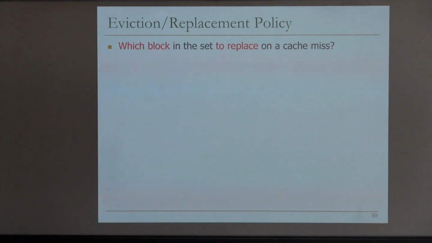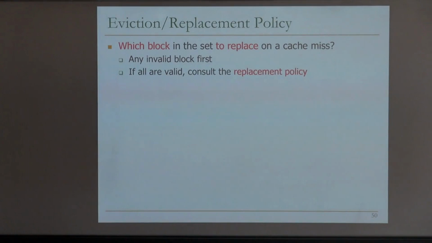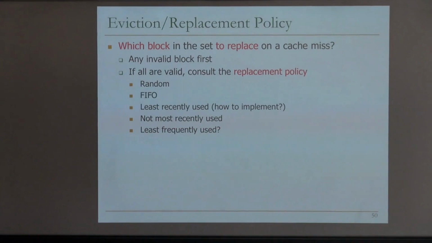So eviction and replacement policy dictates which block in the set to replace on a cache miss. Any invalid block first is a good idea, usually. If you have an invalid block, put something there. If all are valid, then you need to consult the replacement policy. And there are many replacement policies which we're not going to go through. Random is one, which may be very effective, actually, if your accesses are thrashing the cache. FIFO, first in, first out, least recently used, not most recently used, least frequently used, least costly to refetch. You can imagine many of these, right?